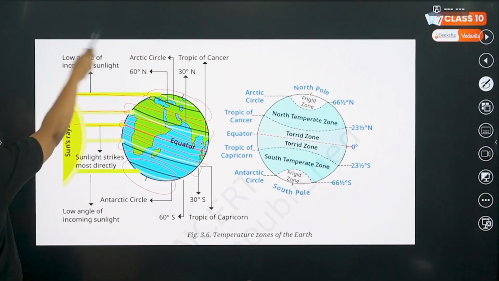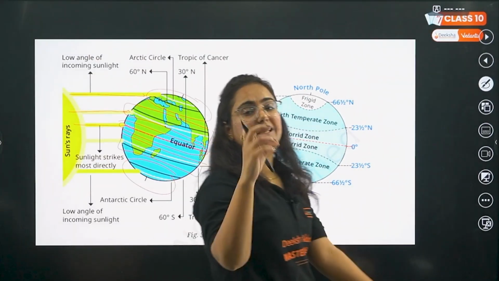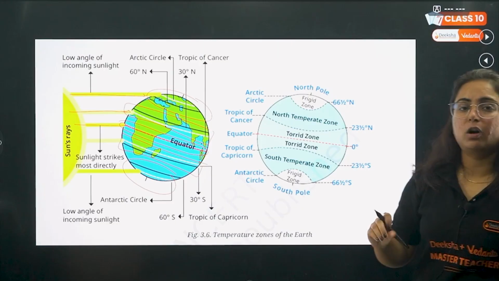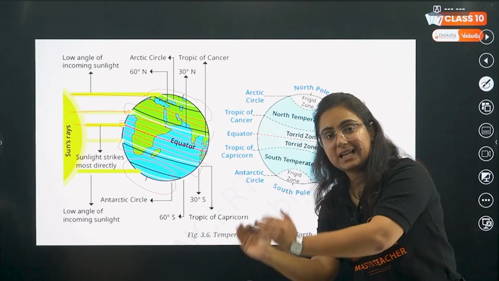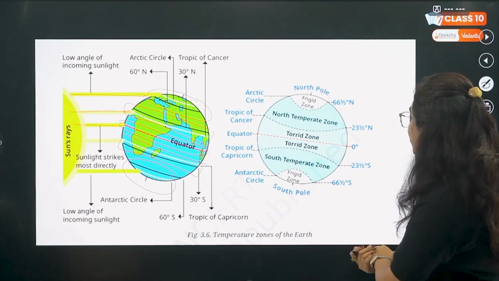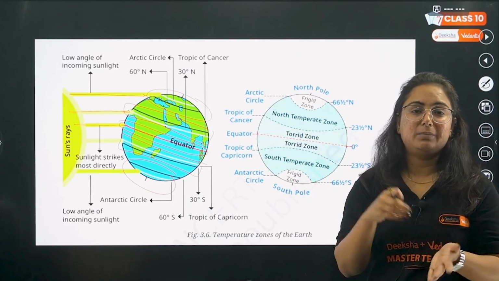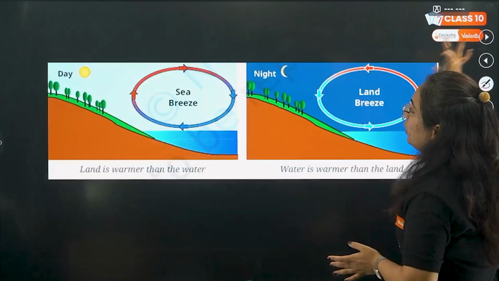But this particular rotation and revolution goes on and on. When the sunlight is directly on the Tropic of Capricorn, what happens? The southern hemisphere has summer season and the northern has winter season. So this is how the division and the imaginary lines of the earth look.